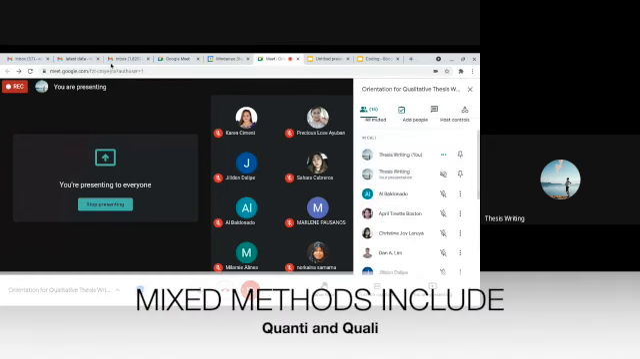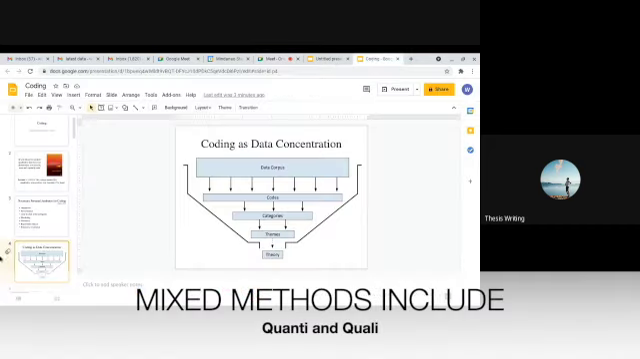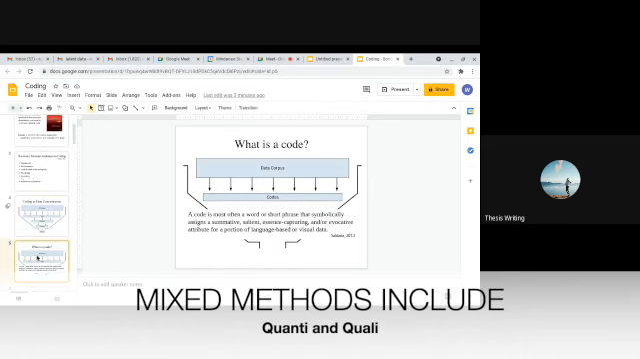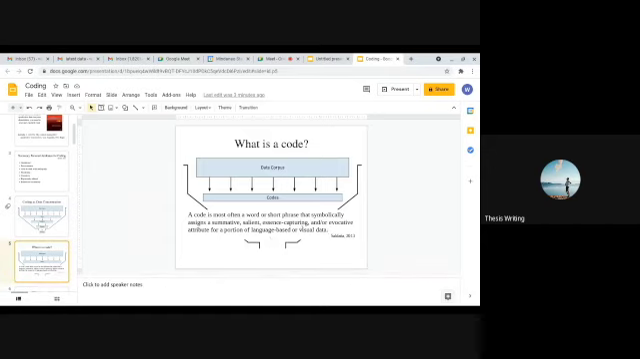Alright. So nandito na tayo sa what is a code. So I already discussed, a code is a short phrase that symbolically assigns a summative, salient, essence-capturing, and/or evocative attribute for a portion of the language-based or visual data. In short, a code is your interpretation sa sinabi ni respondent, no?